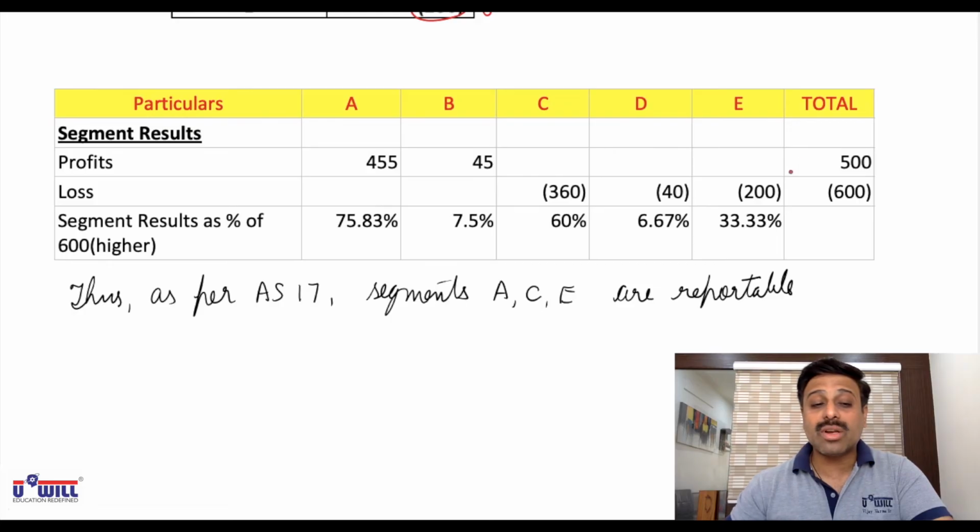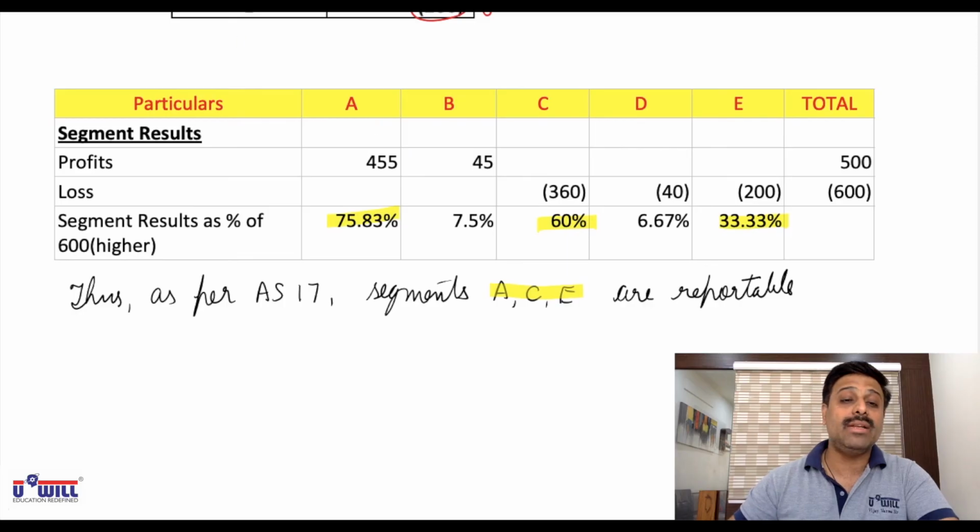First you do the profits total, 500, then you do the losses total, 600. Then check segment results as a percentage of whichever is higher, 600. So with that shortcut method, you can do 455 divided by 600, which is 75.83%. Then 45 is 7.5%, 360 is 60%, 40 is 6.67%, and 200 is 33.33%. Which ones are at least 10%? A, C, E. So A, C and E are reportable segments.